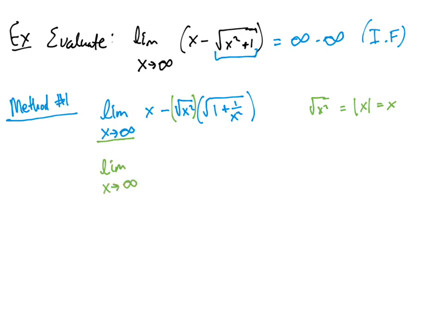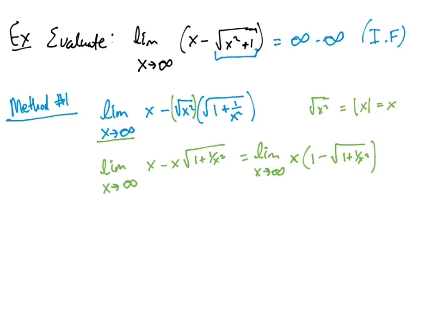The limit as x goes to infinity of x minus x times the square root of 1 plus 1 over x squared. Now I have a common factor here. In each term it's x. So this is the limit as x goes to infinity of x times 1 minus the square root of 1 plus 1 over x squared. Okay, so now we have rewritten the function as a product.